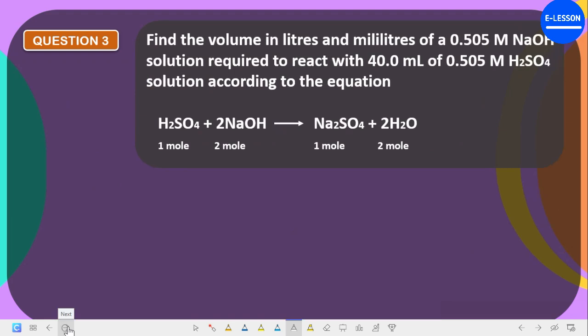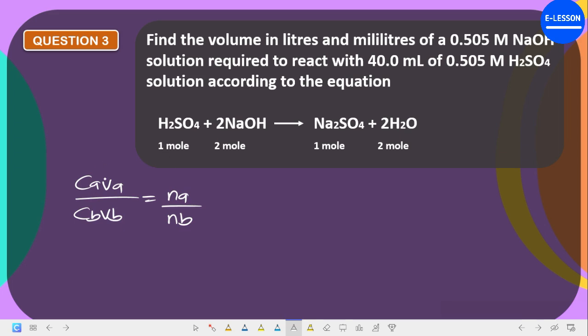Let's go to the next. The next question says, find the volume in liters and milliliters of a 0.50 molar sodium hydroxide solution required to react with this H2SO4 according to the equation. Now let's use the equation for neutralization, which is CaVa all over CbVb is equal to Na all over Nb, where Na and Nb are the molar ratios of the acid and the base.